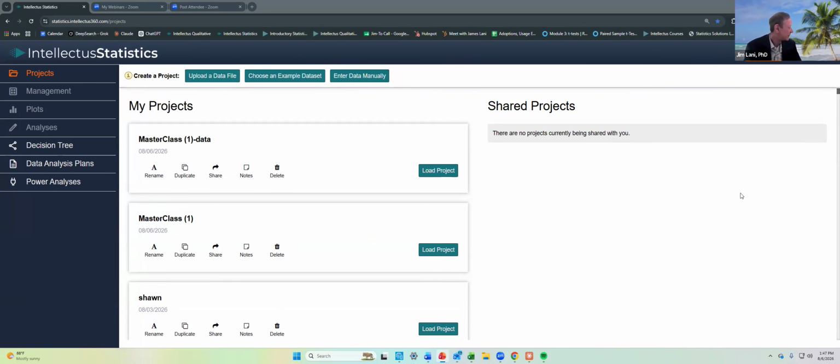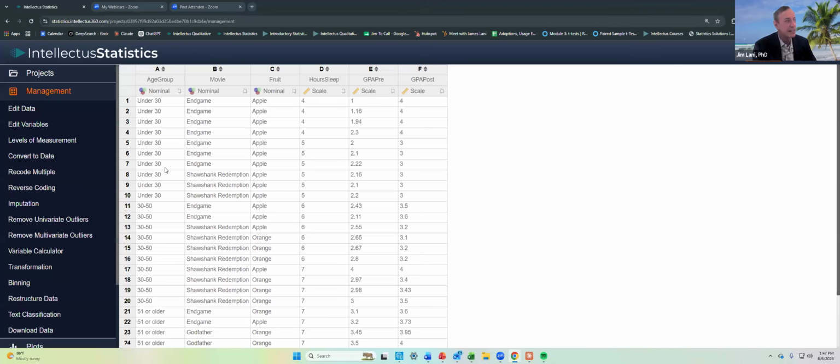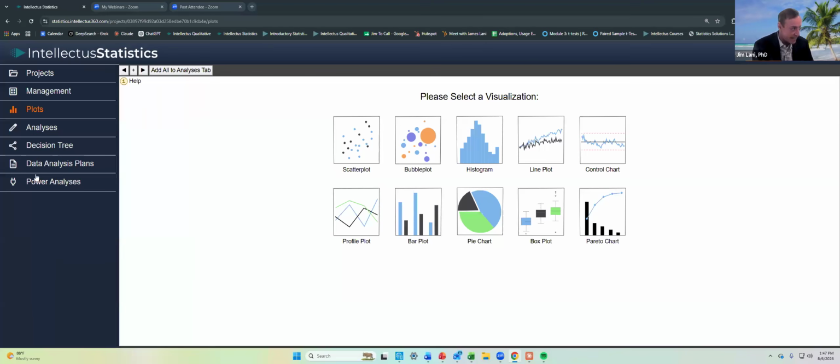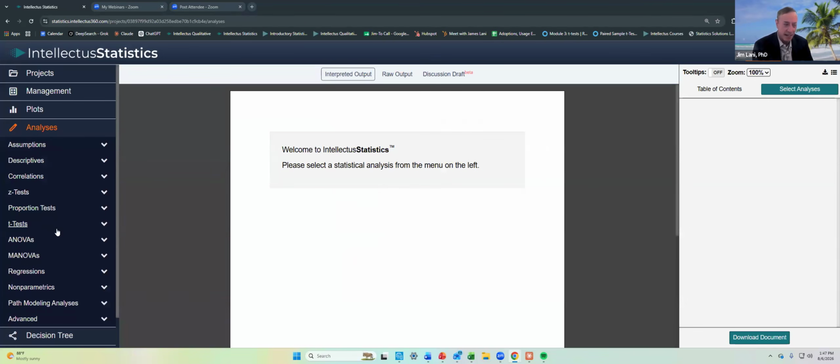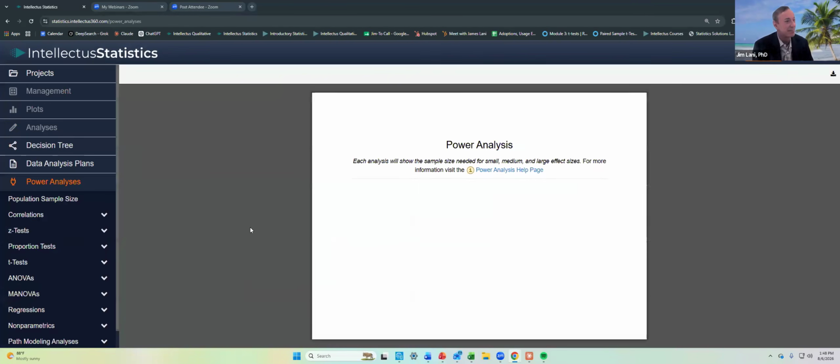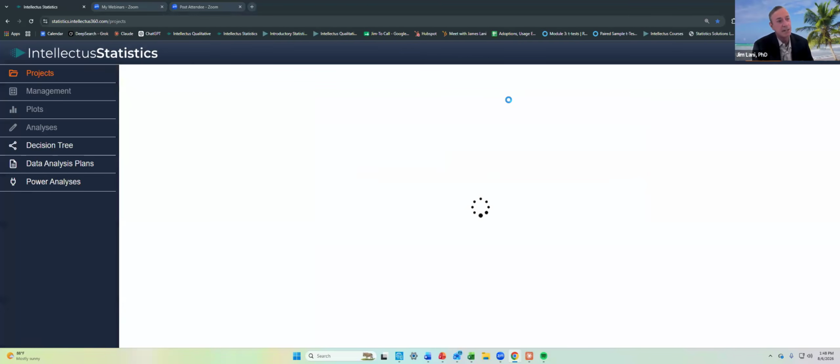While Chloe's working that out, we did have a few questions come in about what's AI and what's not AI. So just a quick clarification. Certainly any of the data management is not AI. Certainly any of the plots is not AI. Certainly the analyses are not AI. The decision tree is not AI, although I think it should be. The power analysis and data plans are not AI. Those are all hard coded.